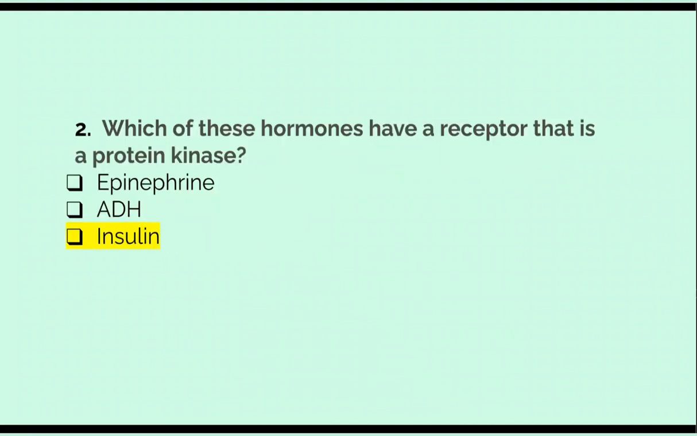The hormone that has a receptor that is a protein kinase is insulin, because insulin uses the tyrosine kinase receptor, and we've discussed that. ADH uses a G protein coupled receptor, and epinephrine uses an ion channel receptor. So yeah, that's why insulin is the correct answer.